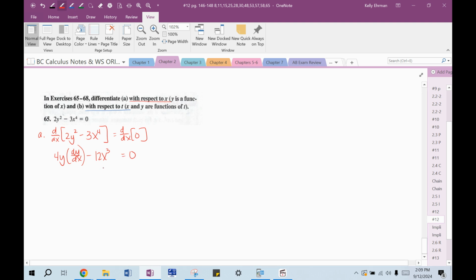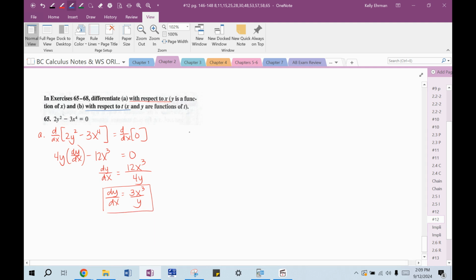And then I could solve this one for dy/dx. So I could say, okay, dy/dx is add 12x to the third, divide by 4y. So it's 3x to the third over y. That one I could simplify. Maybe I don't have to, but I did.